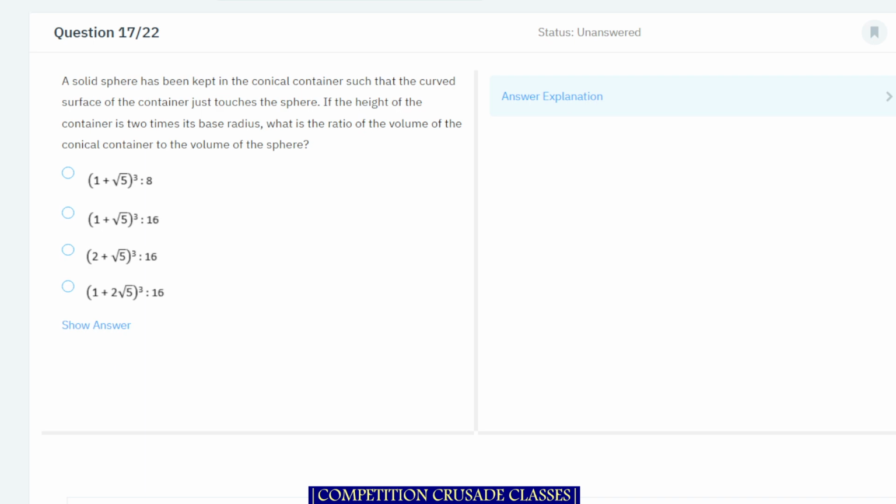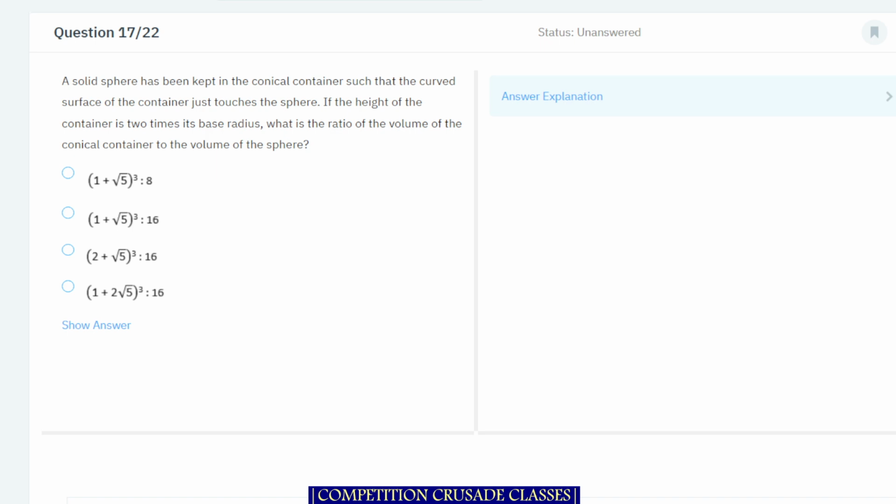This is getting fun. A solid sphere has been kept in a conical cylinder container. The curved surface area of the container just touches the sphere. If the height of the container is 2 times the radius of the base, oh my.